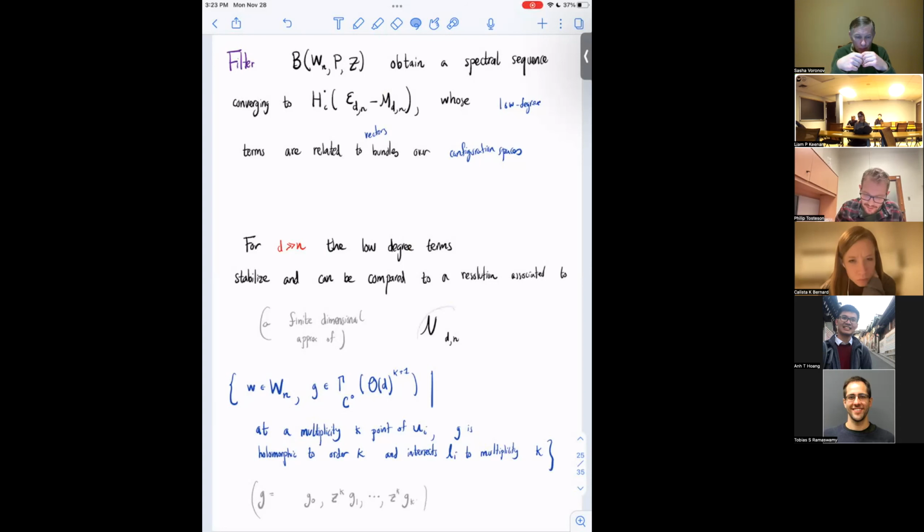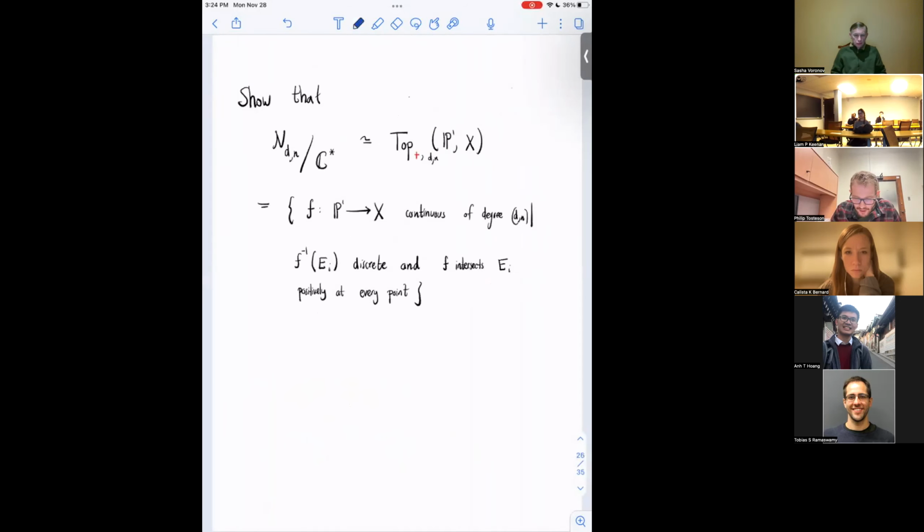So instead of MDN, we have a space called NDN. And basically what this consists of is elements W and WN together with sections of O(D) to the K plus one, which are now continuous sections instead of algebraic sections. And where you don't impose very many holomorphicity conditions, but you do impose some holomorphicity conditions at the points of UI. So maybe W is equal to UI.